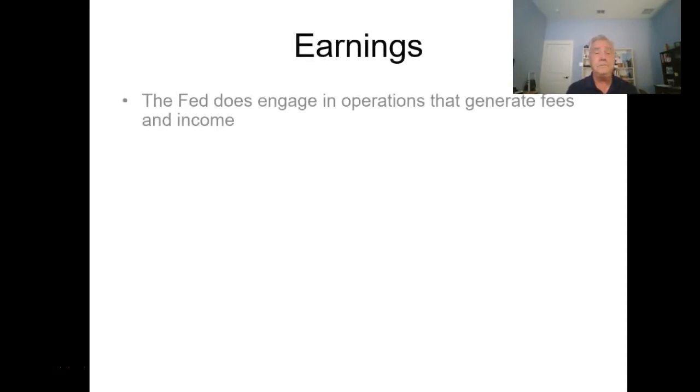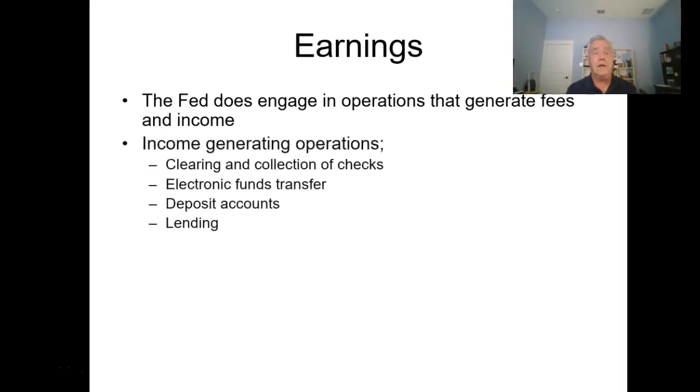Earnings, they make money. The Fed engages in operations that generate fees and income. How do they make income? Well, they clear and collect checks. In other words, if you write a check and you send it to a bank, let's assume that it's a payment to somebody in California. It will go through the Federal Reserve District in Dallas, and then it'll go to San Francisco, and then it'll end up in the bank of the person you wrote the check to, and he will deposit it in his bank in that area.